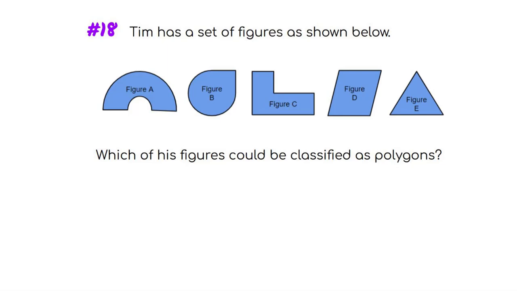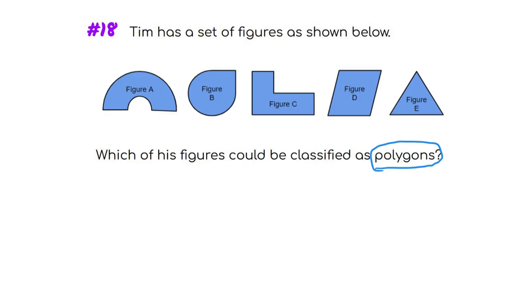Tim has a set of figures as shown below. Which of these figures could be classified as polygons? Polygons is one of those vocab words that a lot of you struggled with because we had so many words that started with a P. There was parallel and perpendicular and parallelogram, so many things.